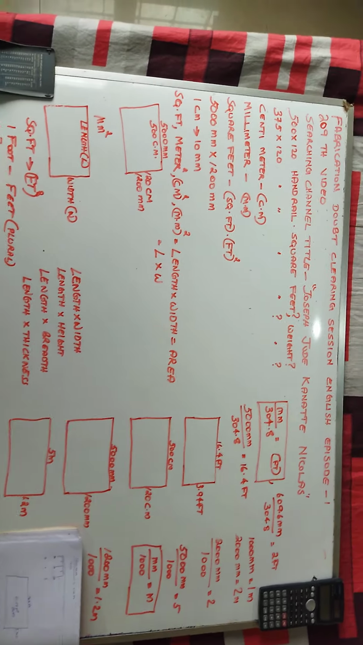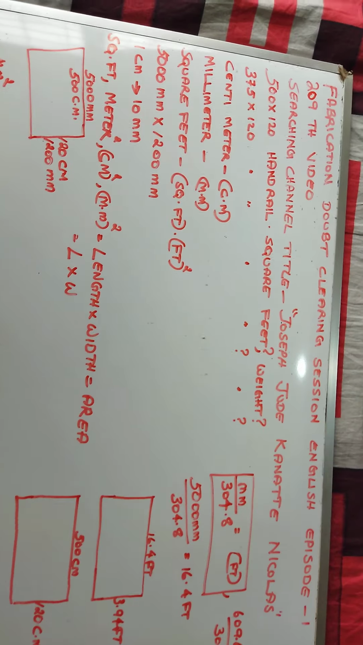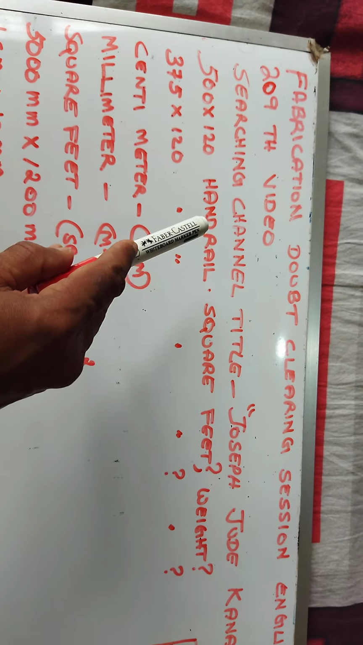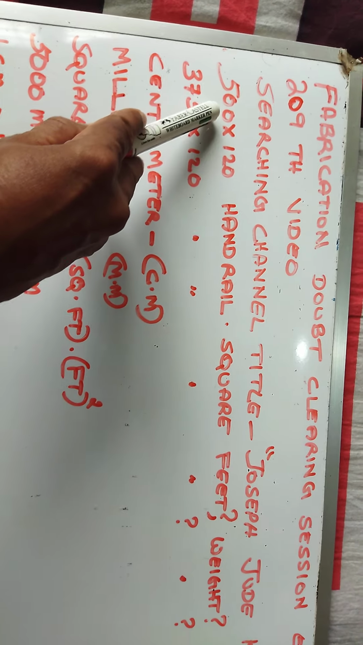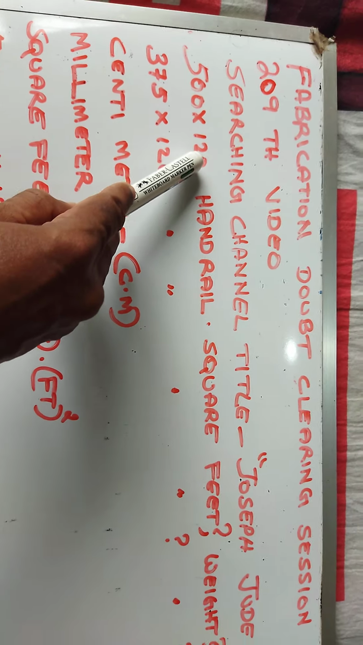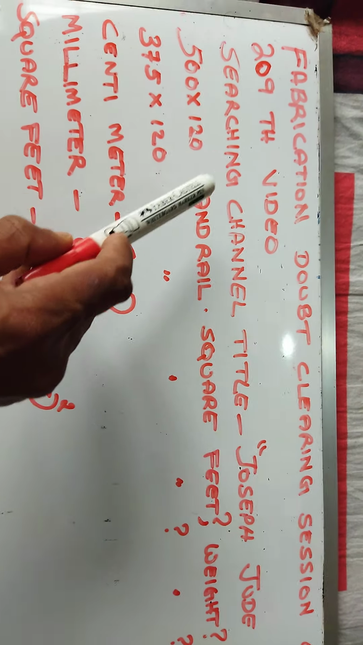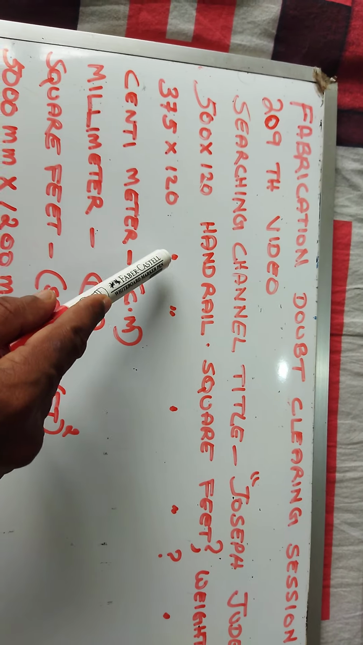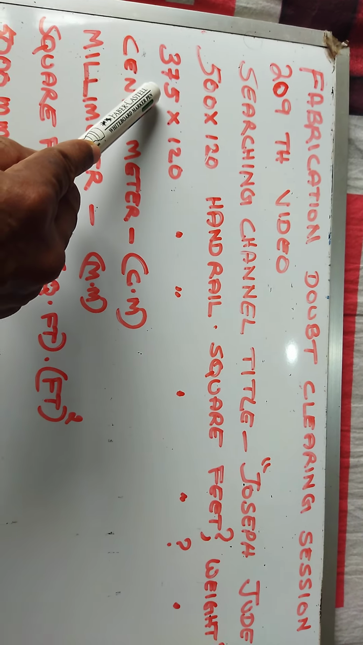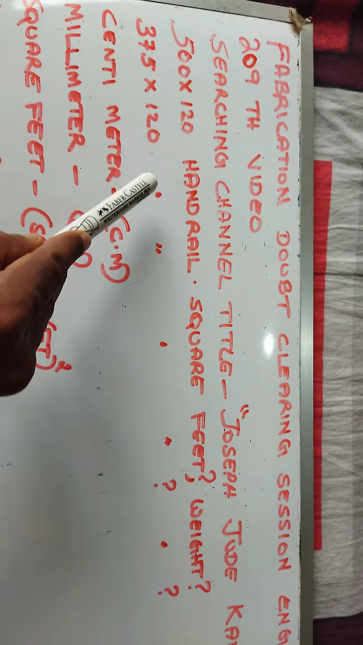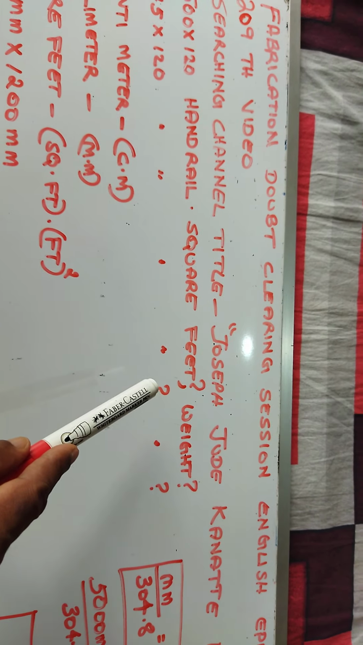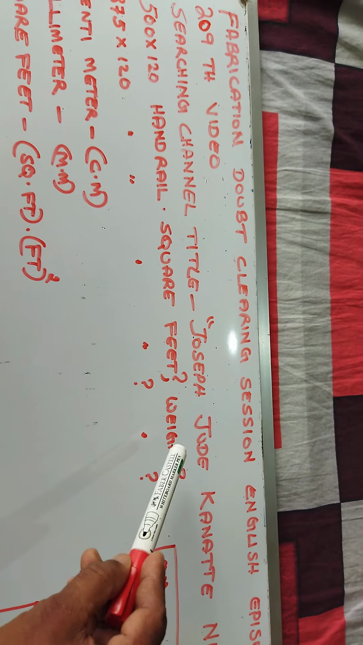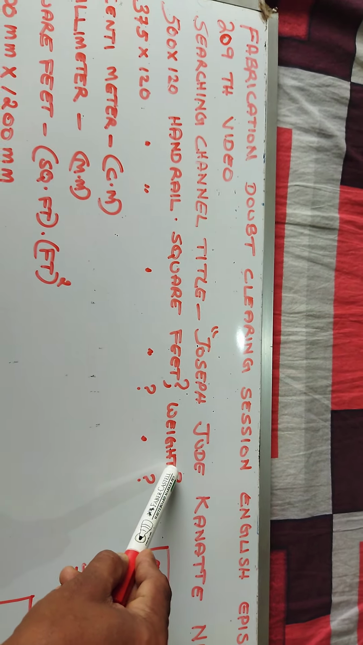You had asked me to teach you the square feet of one handrail which has a length of 500 and width of 120. Also, you had asked me to teach the square feet of another handrail which has a length of 375 and width of 120. And the third and fourth questions you had asked are to calculate the weight of these handrails, and I will teach you.